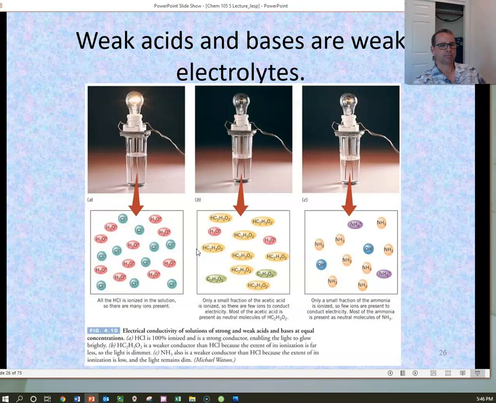Okay, very good. And in terms of electrolytes, strong acids are also strong electrolytes, and weak acids are weak electrolytes. Weak bases are also weak electrolytes. Although weak acids and bases, or weak electrolytes, will allow a little bit of conductivity to your solution, in general it's not very much compared to strong electrolytes or strong acids or strong bases.